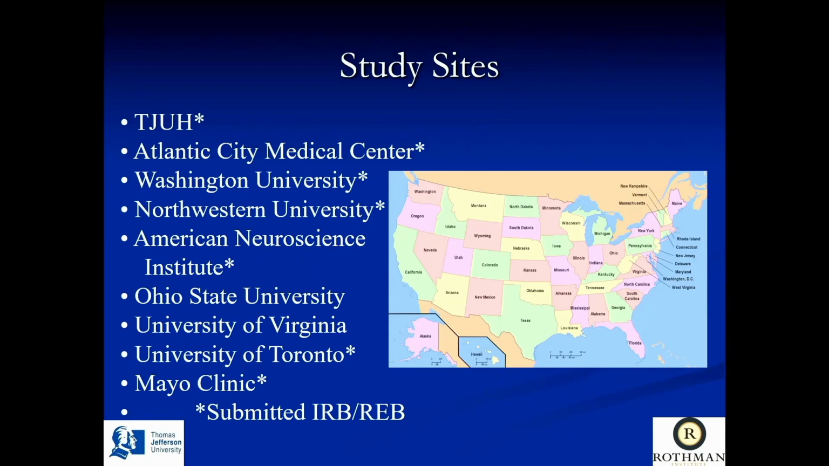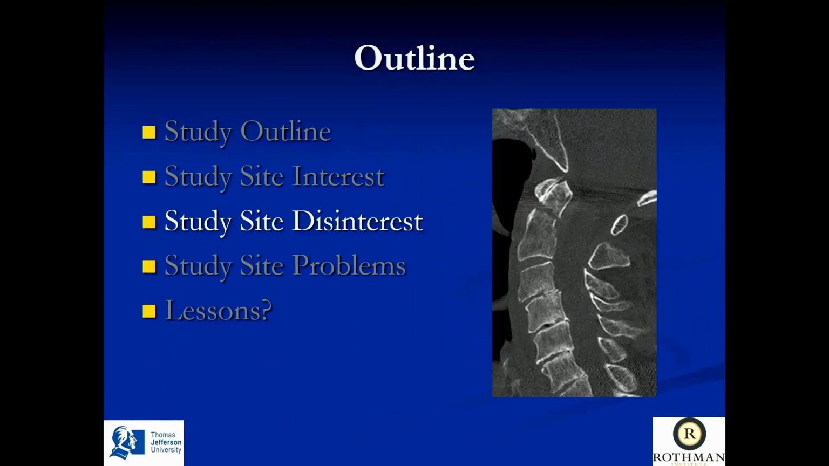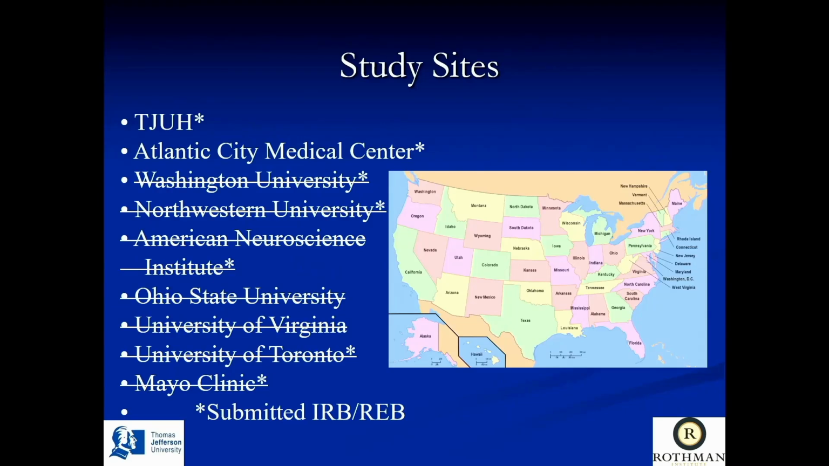Very rapidly, as I mentioned, we had a good number of sites lose interest. Here I drew a line through all the initial takers who went on to either never have the study approved or never enroll a patient. You can see that's basically every other site except for Jefferson. The Atlantic City Medical Center is a Rothman site in Atlantic City in New Jersey, and they are finally on board and going to start enrolling patients as well. But this wasn't what we hoped for.